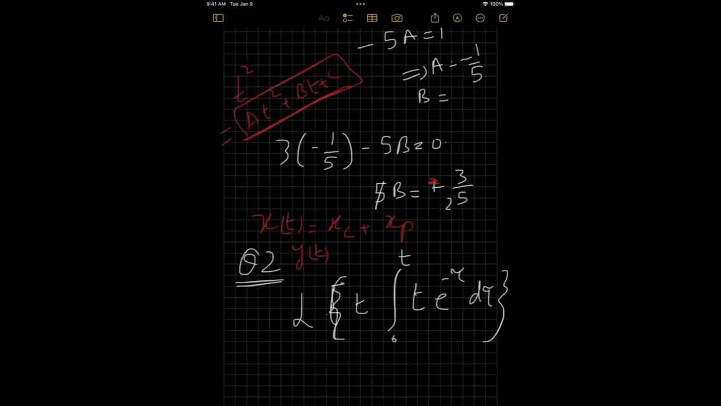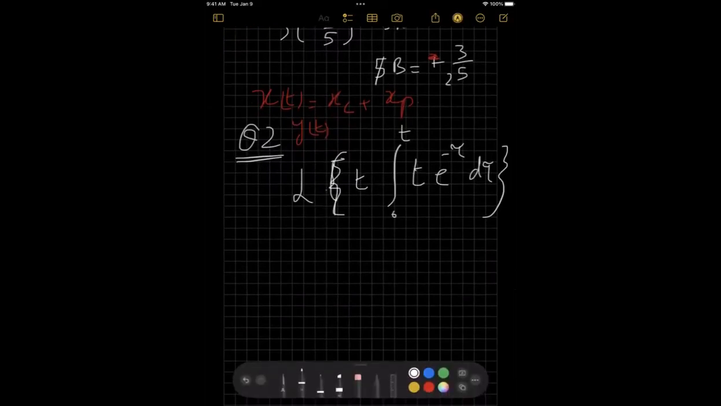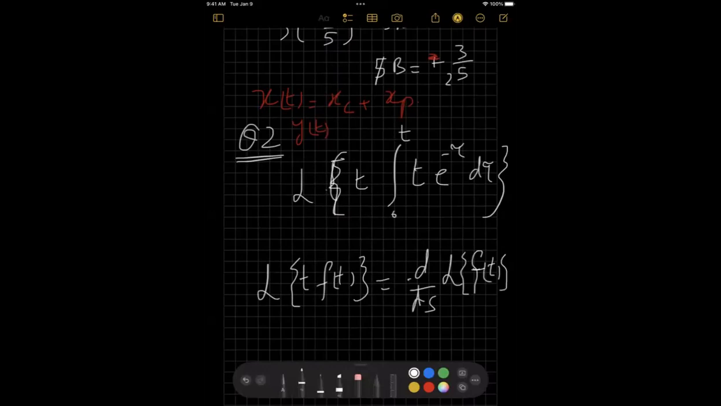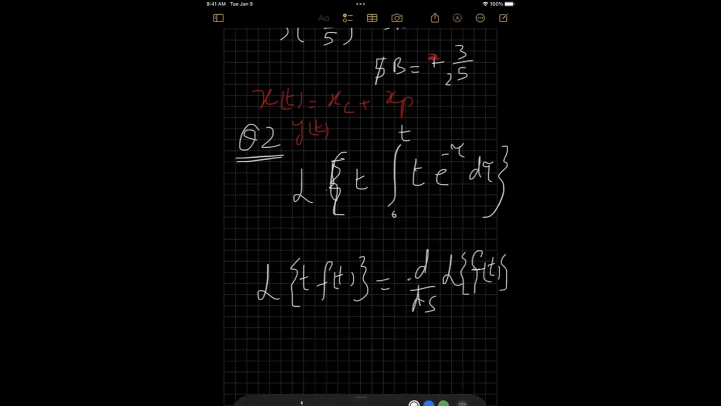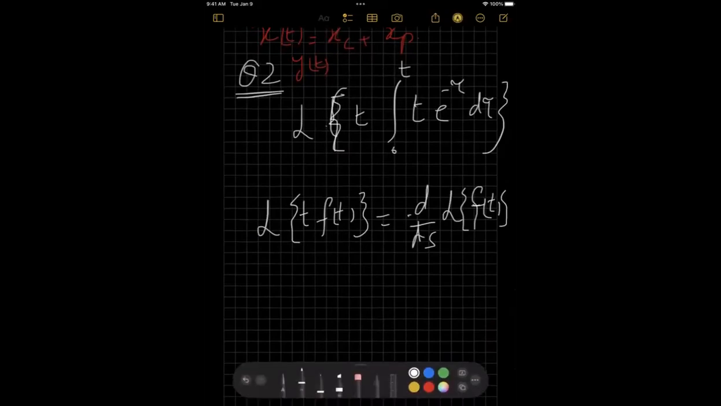What do you suggest? What should we do here? Convolution, and the derivative trick or whatever. Derivative trick. So the thing is, Laplace of t f of t is in fact minus d over ds Laplace of f of t. This is the trick we are going to use here, okay? Can't we just evaluate the integral?